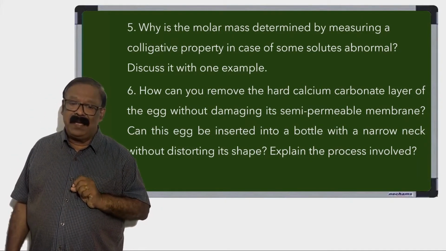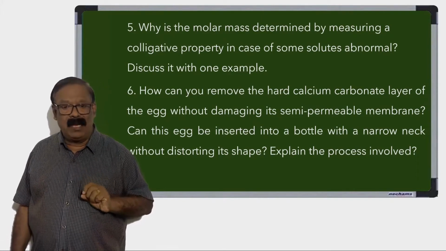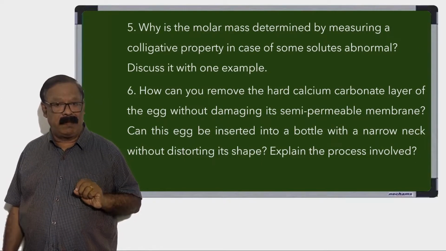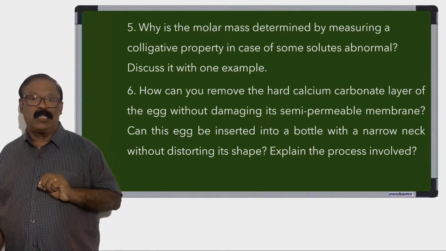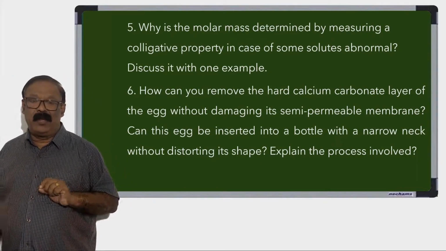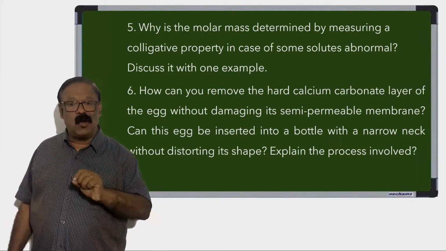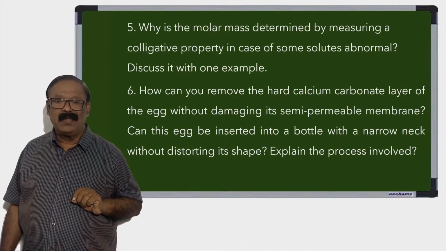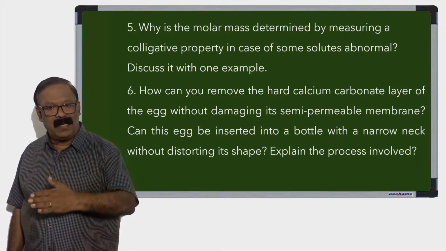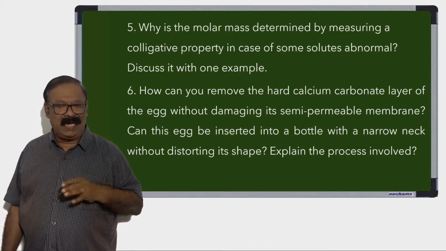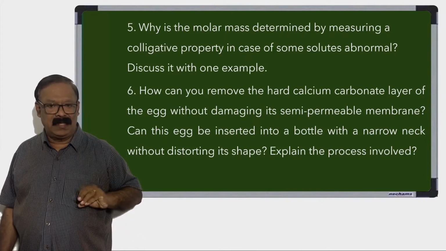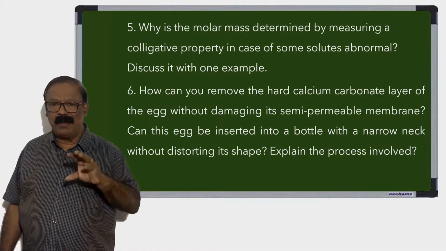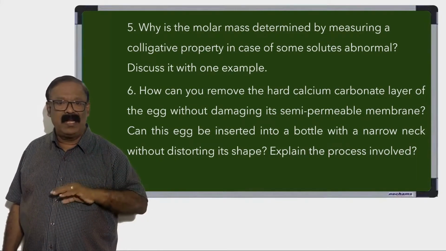Can this egg be inserted into a bottle with a narrow neck without distorting its shape? Explain the process involved. When you put egg in strong sodium chloride solution, which is hypertonic, water will move out of the egg and the egg will shrink in size. This is osmosis. So the egg becomes smaller, you can put it in the bottle.